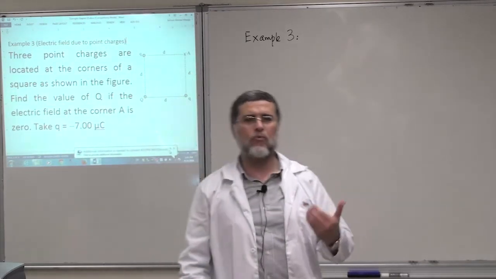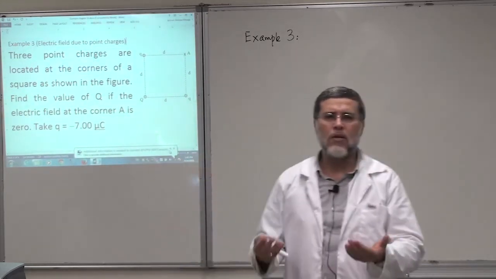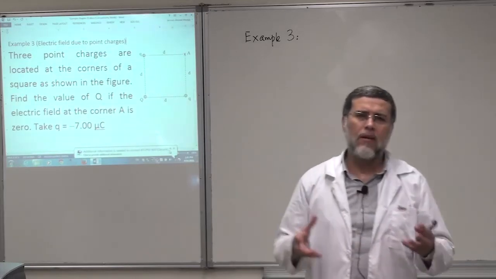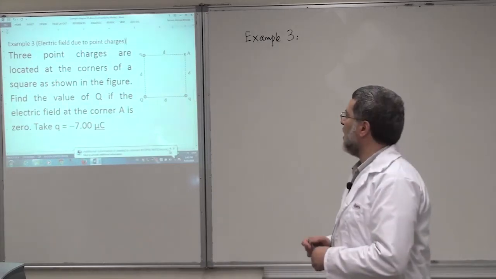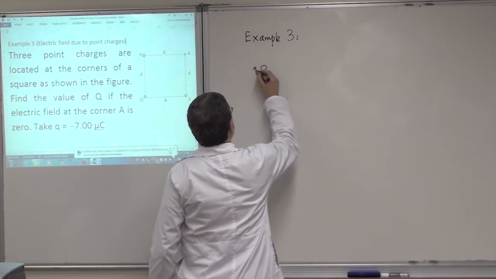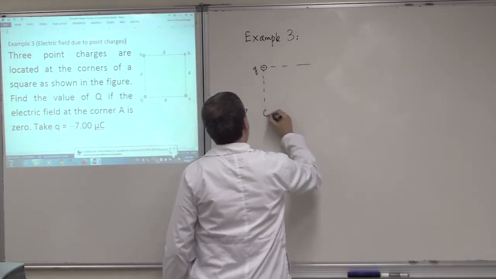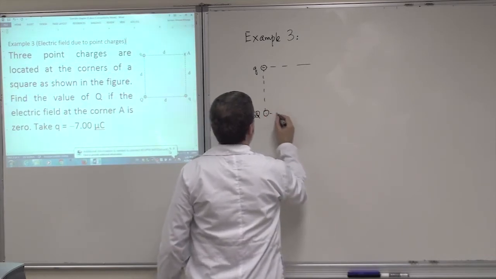This is similar to the previous problem, but in the previous problem, the net electric field was not 0, while here it is 0. The idea is the same. So this is a kind of repetition, but it will be good for you, my son, to practice on these ideas. So let's draw the square. So this is Q, negative, and this is Q here. I don't know the sign of this charge. We'll have to find out later.